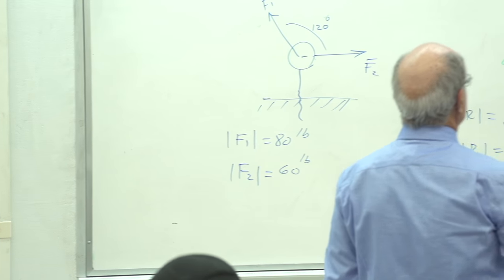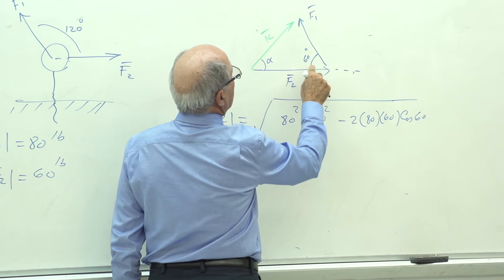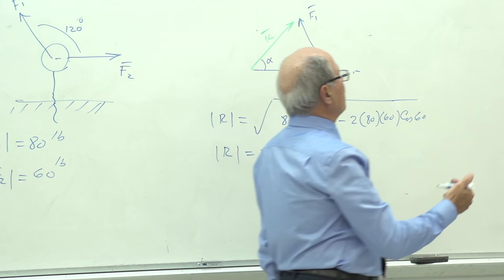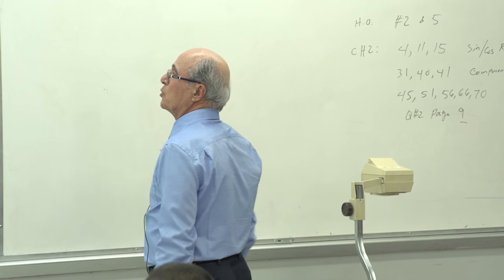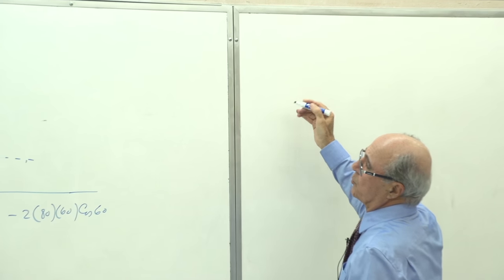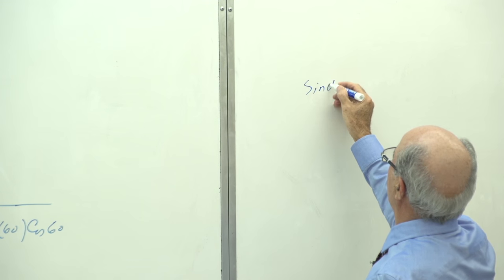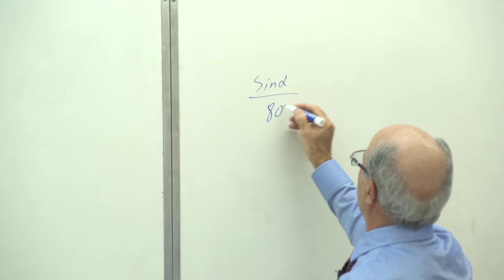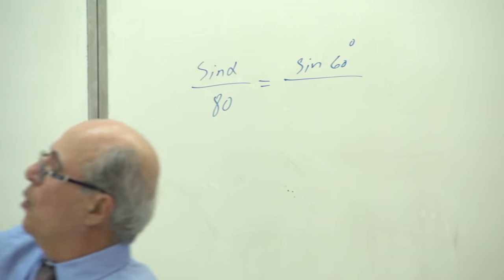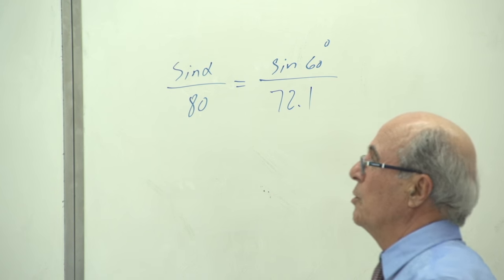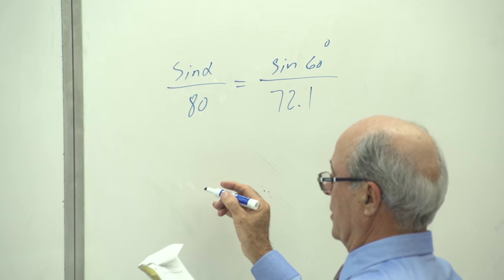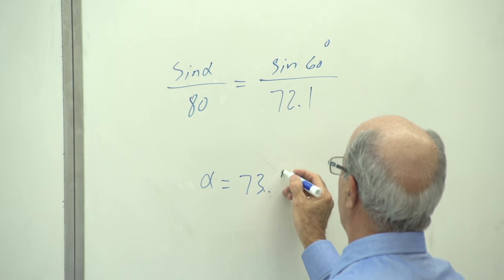Because the sine rule is this: sine of this angle over F2 equals sine of 60 over R equals sine of alpha over F1. Is that correct or not? Yes? So I can write either one of them to solve for alpha. F1 was 80, so let's put it this way: sine of alpha over F1, which is 80, is equal to sine of 60 degrees, which is this angle, over magnitude of R. Magnitude of R we already calculated to be 72.1. You can put pound and pound here, but they eliminate. Either way is correct. So you calculate alpha eventually equal to 73.9 degrees.